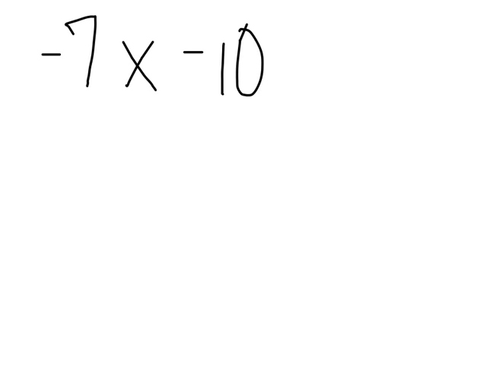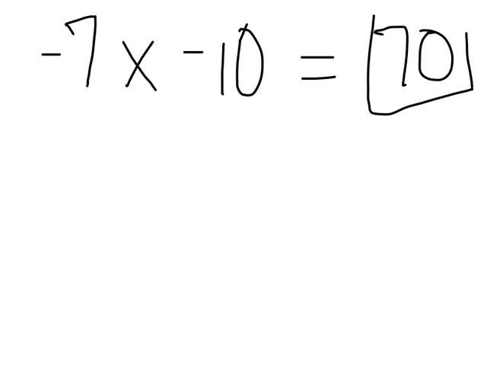All right, let's say I had negative 7 times negative 10. Well, I see immediately that this is multiplication, and so my rules are different. I know that if my signs are the same, my answer is always going to be positive. A negative times a negative is a positive. So negative 7 times negative 10 is going to leave me with positive 70. Let's look at another one.